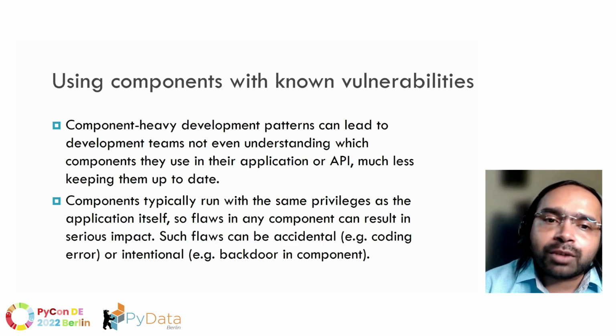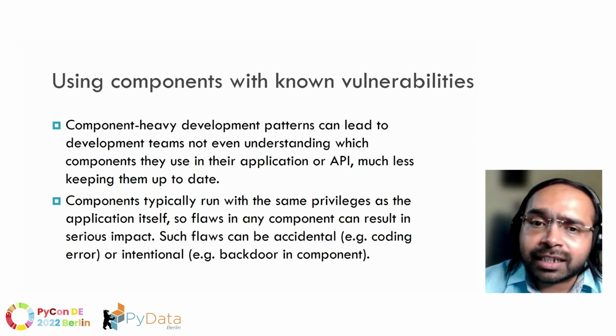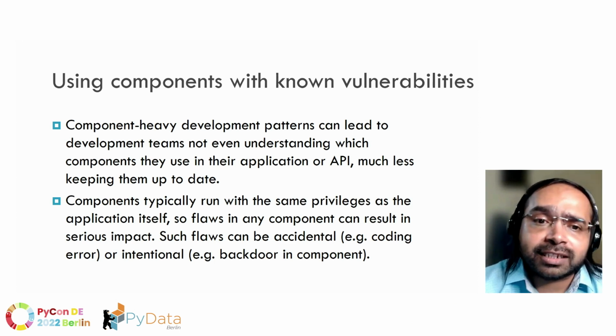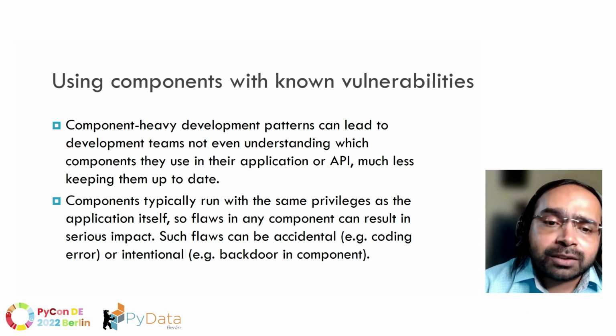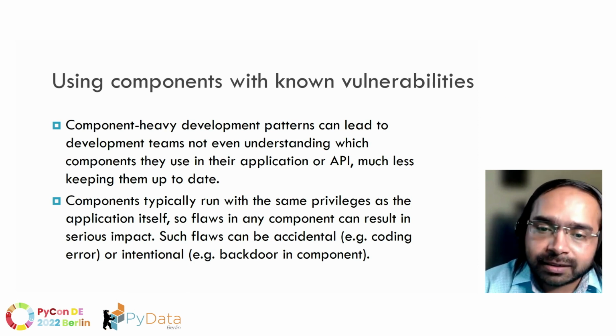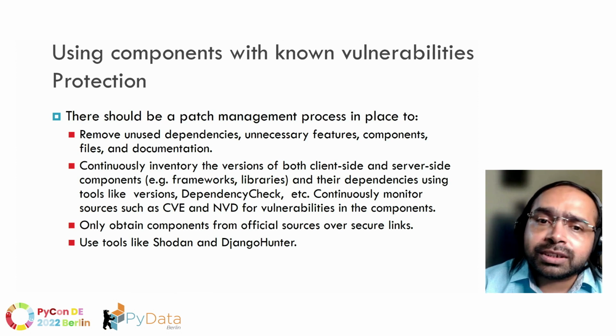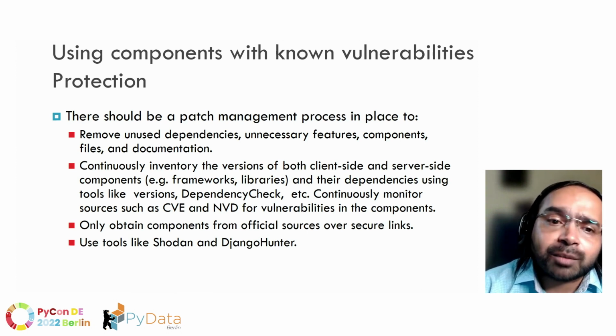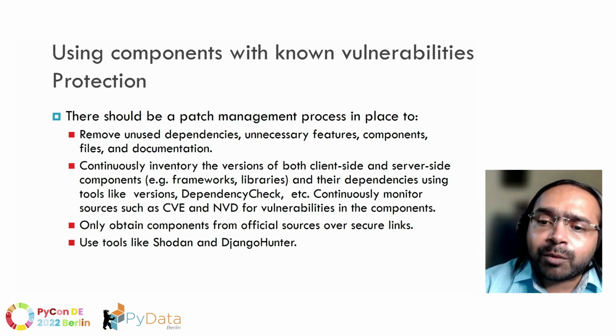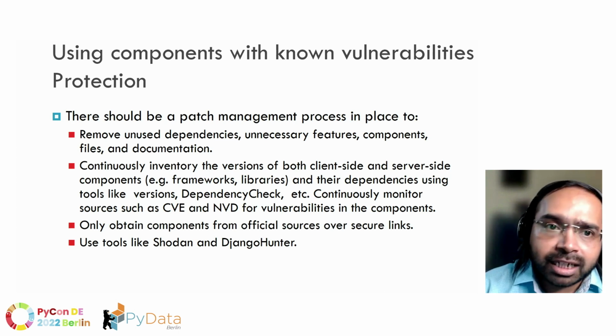Then using components with known vulnerabilities. So Django is a component heavy software, or even any open source software such as WordPress, they are component heavy softwares. By default or by design, Django is secure, but the packages may not be secure because they are developed by the community and they may not be aware of secure coding practices when they are developing a package. So that may create a problem. So the solution is to remove unused packages, unused dependencies, unnecessary features and components. Then only obtain components from official sources over secure links. Then use tools like Shodan and Djangohunter to find the vulnerabilities.